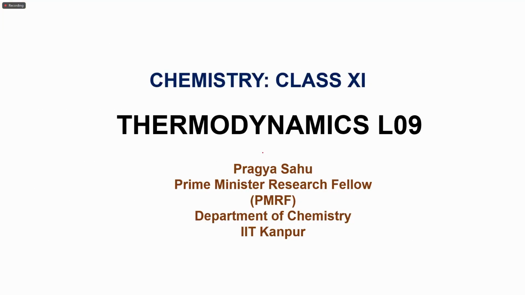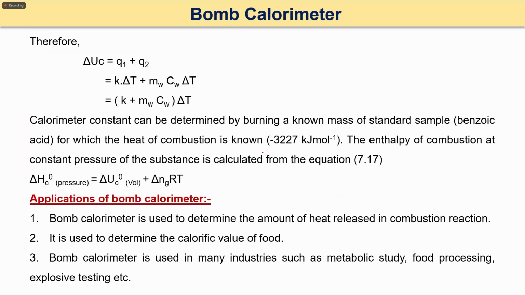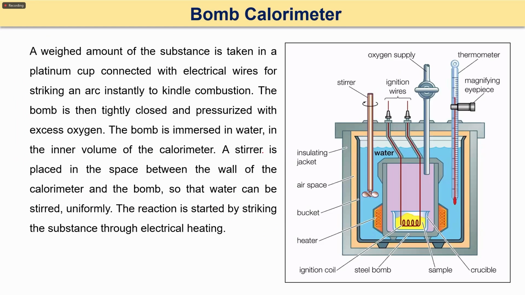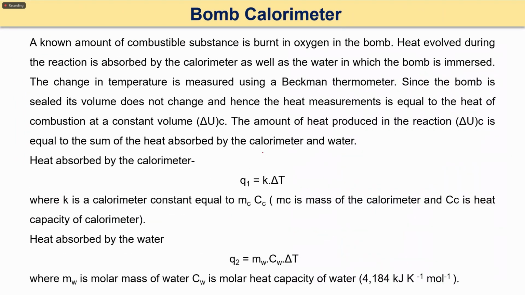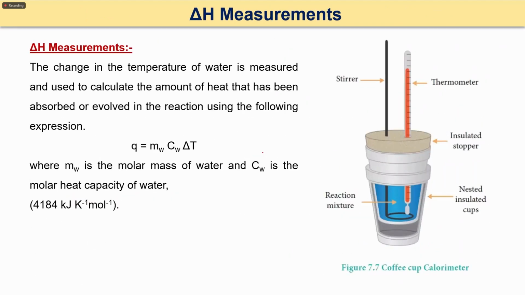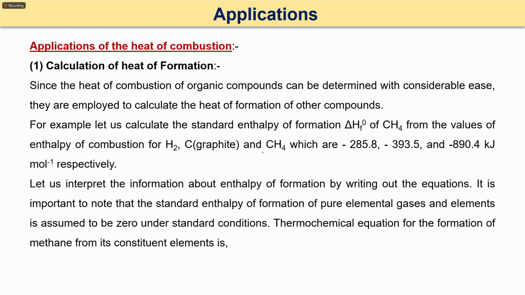So in the last class, we studied how we can measure delta U and delta H. We can measure delta U using the bomb calorimeter and delta H by using the coffee cup calorimeter. After that, we solved a problem, and then we were studying the applications.